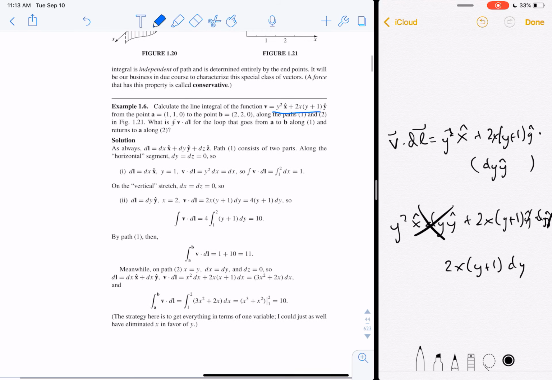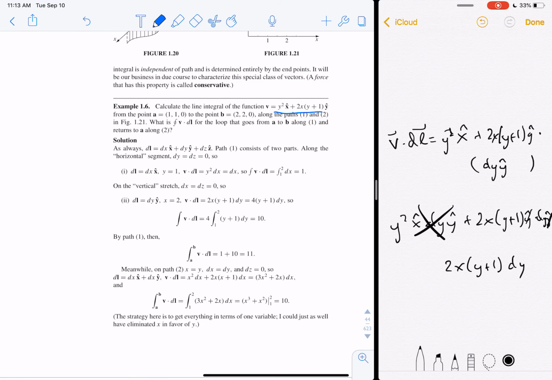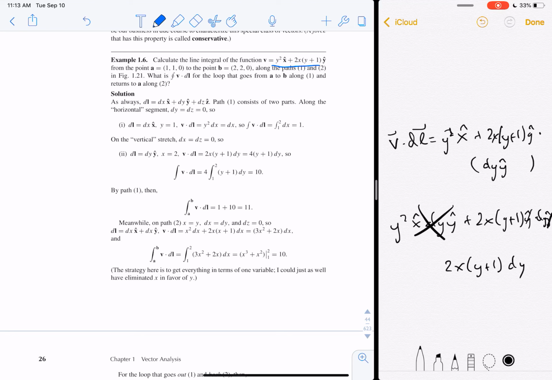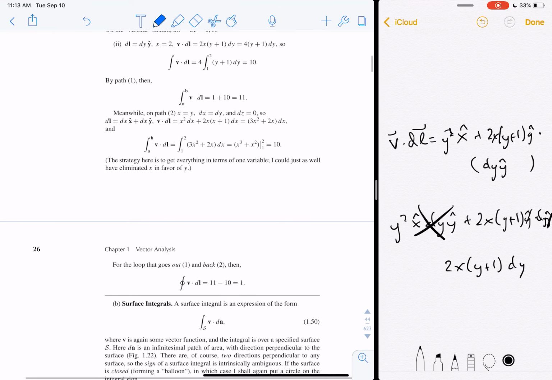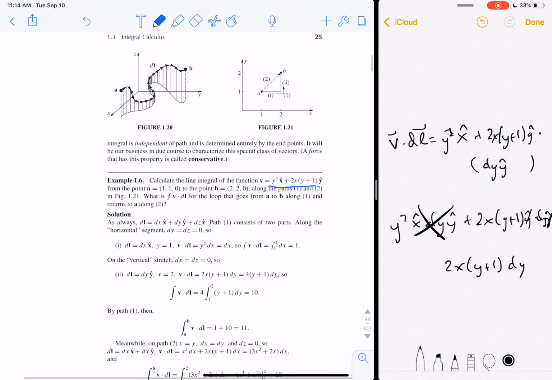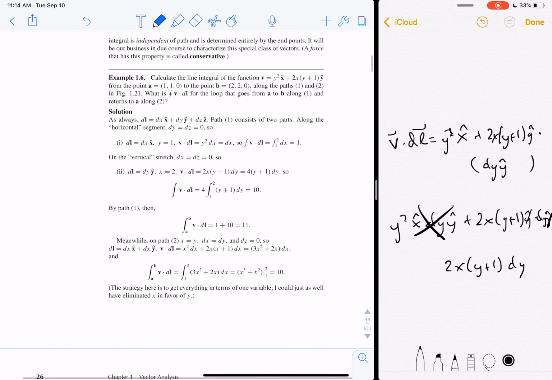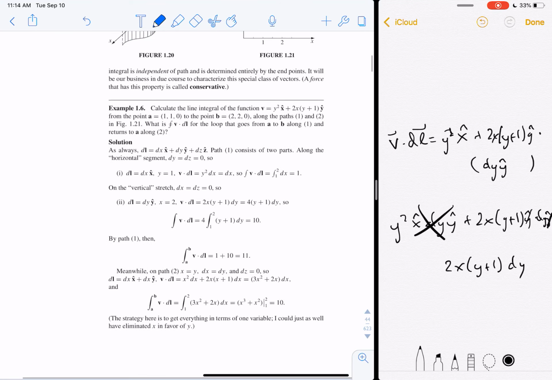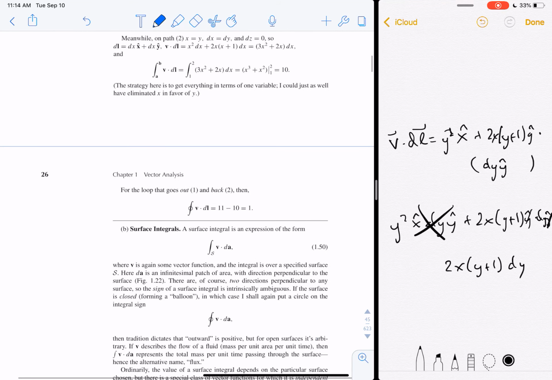Okay, so if you take path 1, you get 11. If you take path 2, you do the same thing, and you get 10. So for the loop that goes out one way and back the other, you go out 11, come back 10, you get 1. So in this case, this is a path-dependent integral. The path you take gives you a different answer. This is an example of a non-conservative force. Most of the time we deal with conservative forces, so your path doesn't matter, but this is an example of how the path you take does give you a different answer.